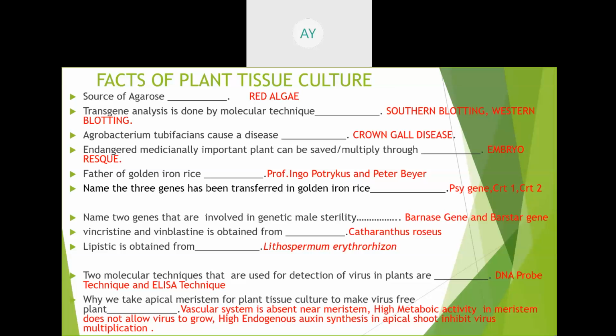But this pathway does not reach the terminal end of the meristem. And you know there is high metabolic activity in the meristem, which does not allow the virus. There is a high rate of multiplication that the virus cannot compete with. The virus cannot compete with that high metabolic rate and high endogenous oxin synthesis. It will prevent the growth of the virus. If there is a huge quantity of natural auxin in that portion of the plant, there is no chance of infection, so it inhibits virus multiplication. That's why we select the apical meristem as an explant for plant tissue culture.